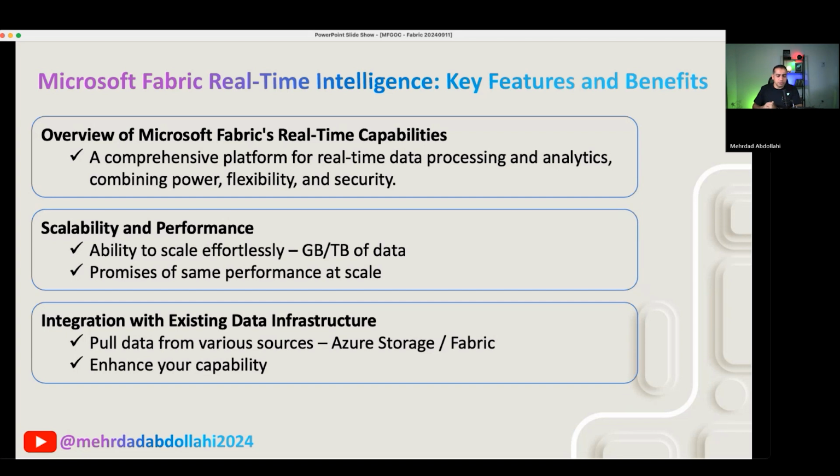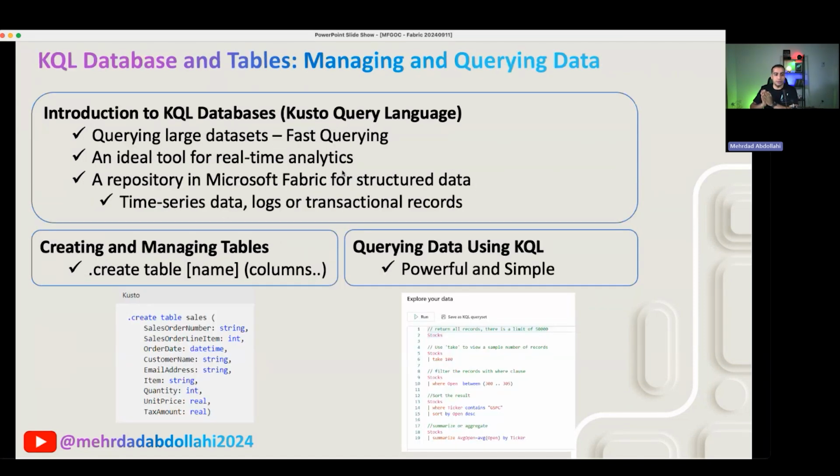The good thing about Microsoft Fabric Real-Time Intelligence is that it is integrated with other existing data infrastructures. It can pull data from various sources, such as Azure Data Lake Storage, or from Fabric itself, or we can read data from outside of Fabric through endpoint APIs, which enhances your capability of working with different sources of data. I'm sure more data sources are going to be added for this purpose.